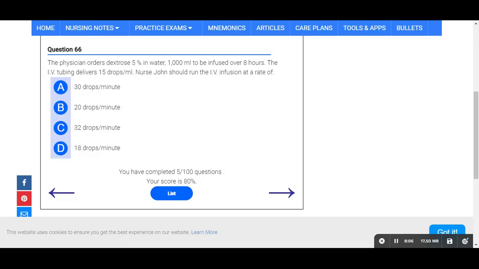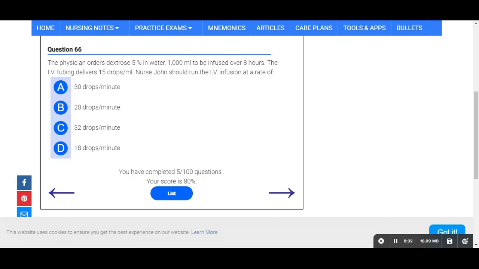Okay, I kind of got it now. 1000 ml times 15 drops, okay, let's just try it, divided by 8 hours times 60 minutes. Now, I got an answer of 31.25, but it's not among the choices. We only have here 30 and 32.